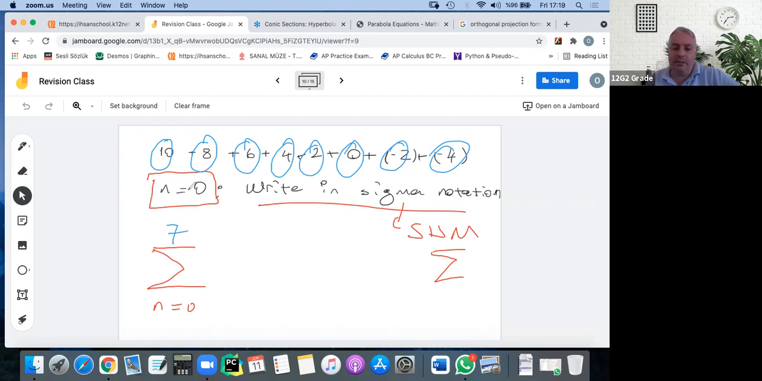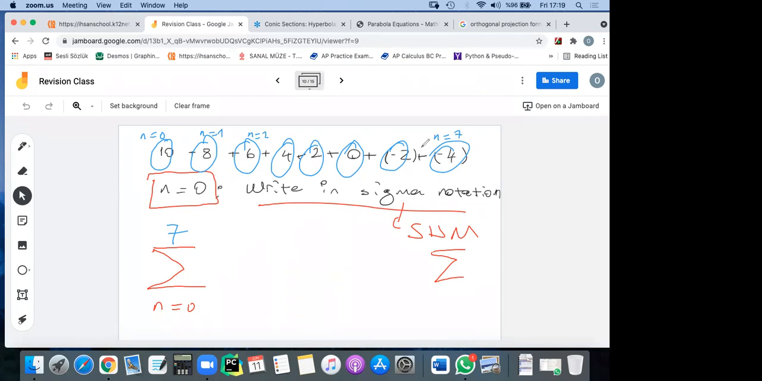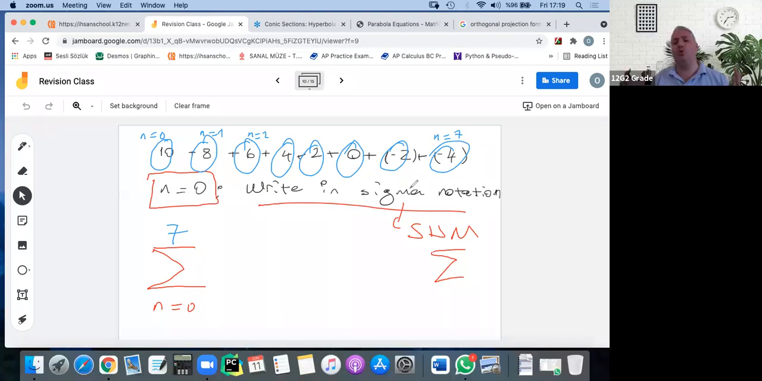I mean, the first member is n is 0, n is 1, n is 2, n is 3, n is 4, n is 5, n is 6, n is 7. Is this okay? N is 0, first term. N is 1, second term. N is 2, third term. So n is 7, last term. Is this okay? Yes.